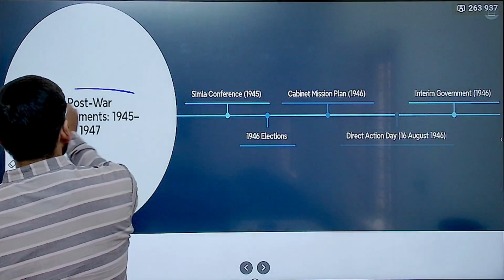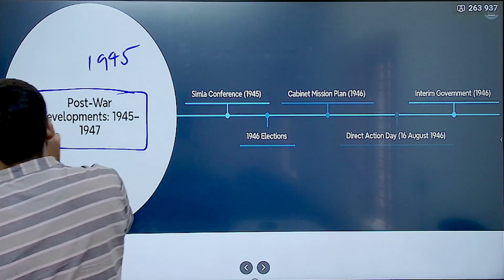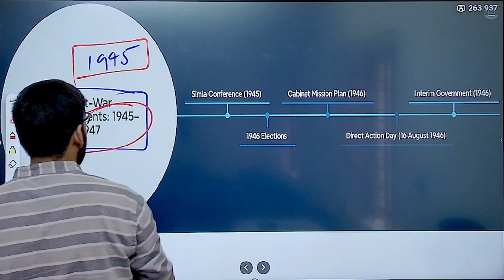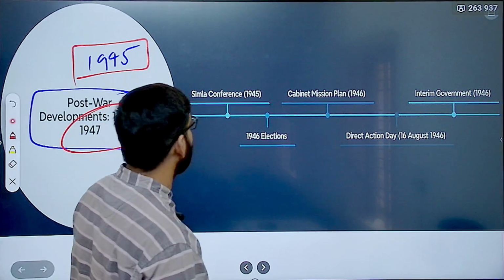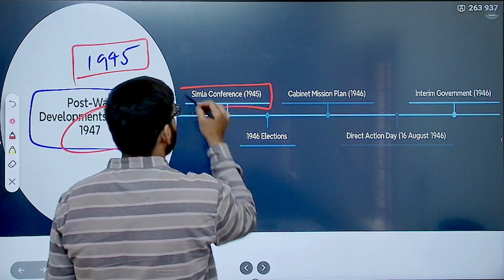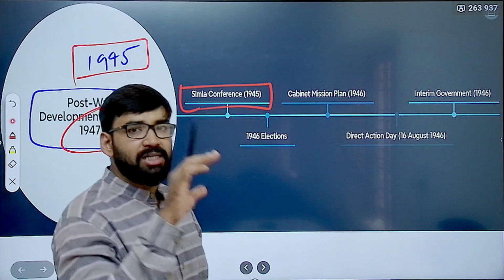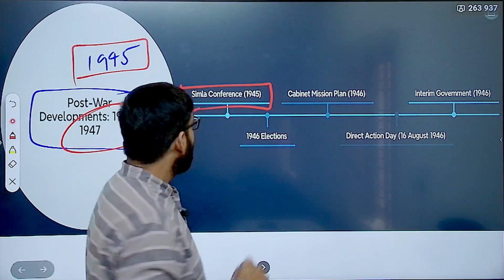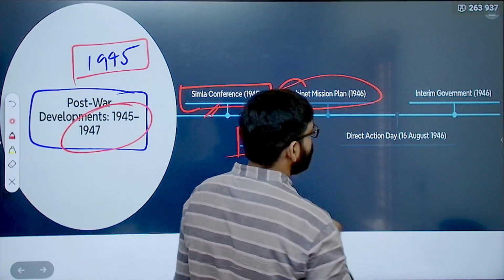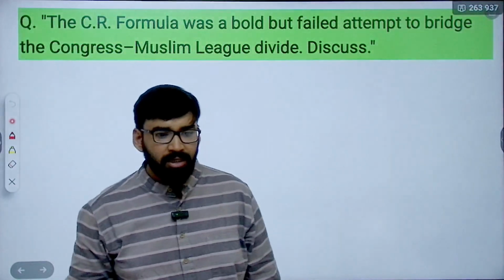Now, what are the post-war developments? In 1945, the Second World War ended. So what developments happened after the Second World War from 1945 to 47? First, the Shimla Conference of 1945. By this time, all the Congress leaders were released from jail and invited to the Shimla Conference. Then the 1946 elections, then the Cabinet Mission Plan, then Direct Action Day, and then the interim government. These are some important events.